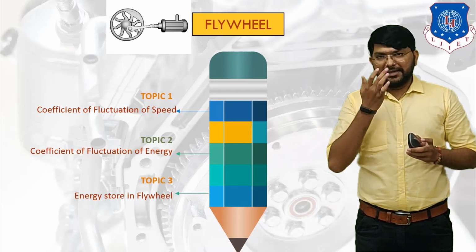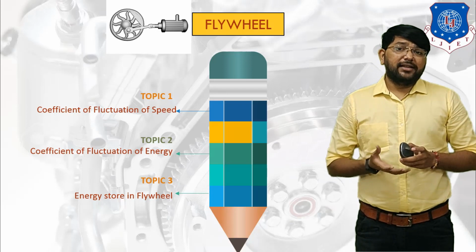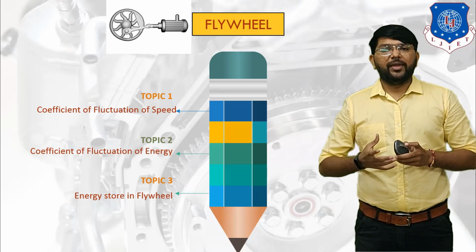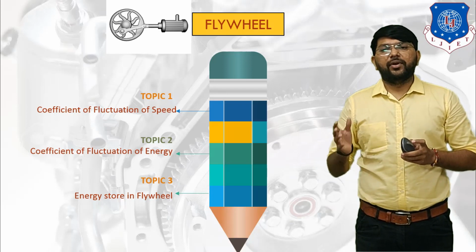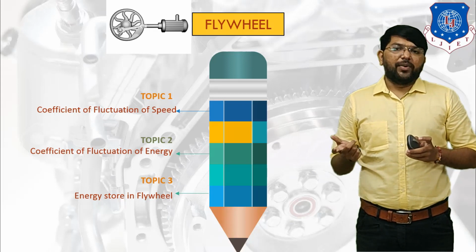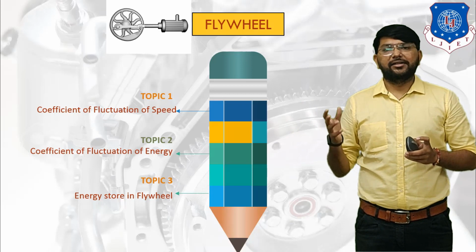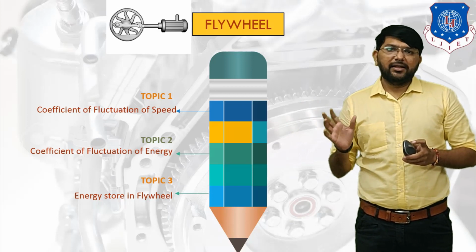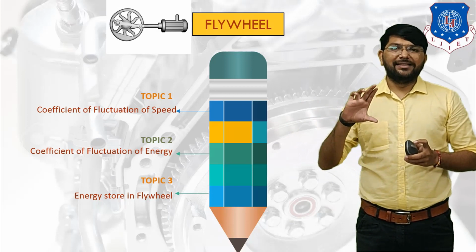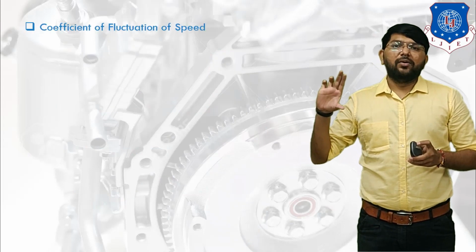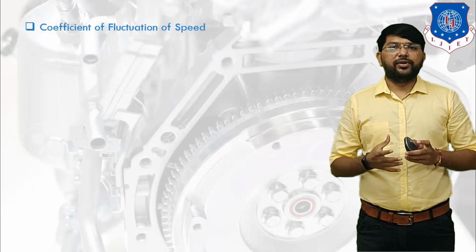for the multi-cylinder engine. So in today's lecture we have to cover three topics: first, coefficient of fluctuation of speed; second, coefficient of fluctuation of energy; and third, energy stored in flywheel. Clear? So in this lecture we have to cover three major topics. Now start with coefficient of fluctuation of speed.